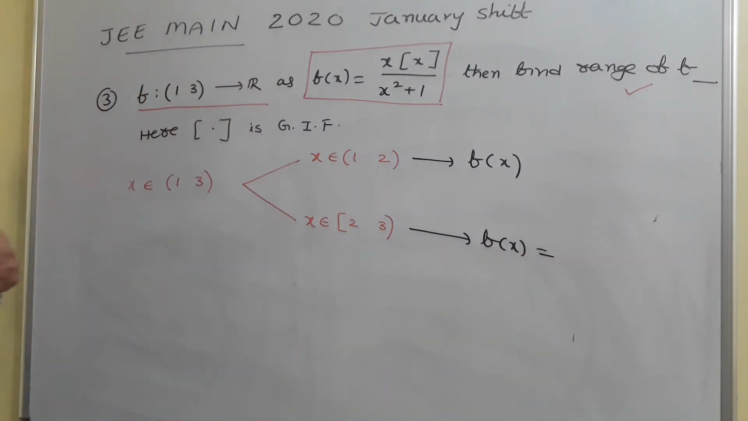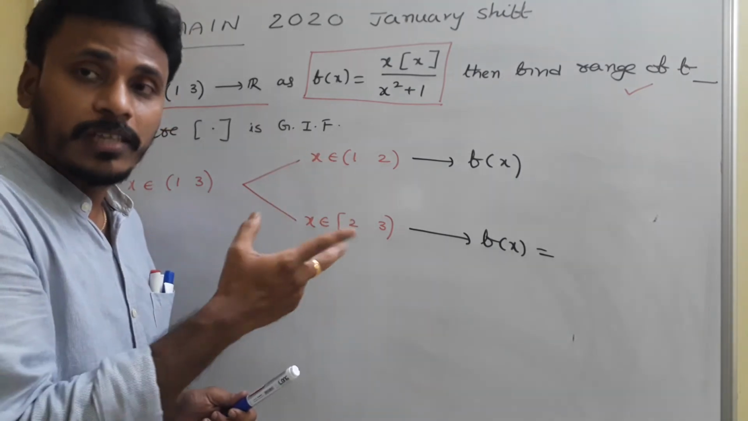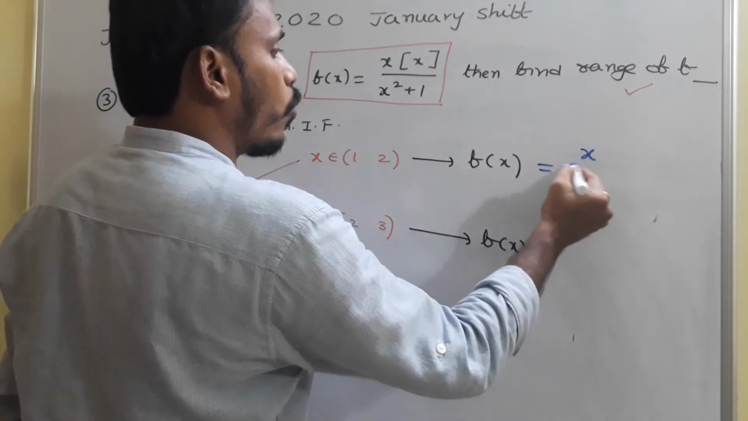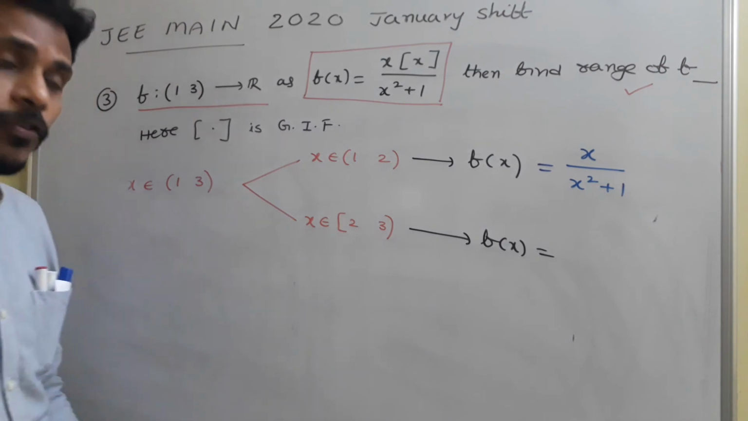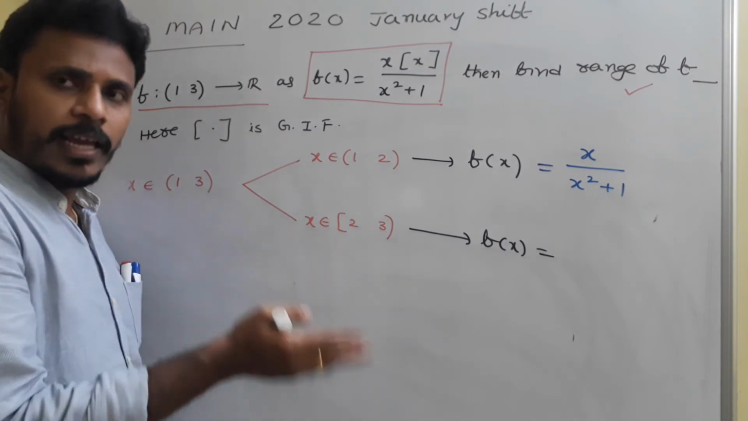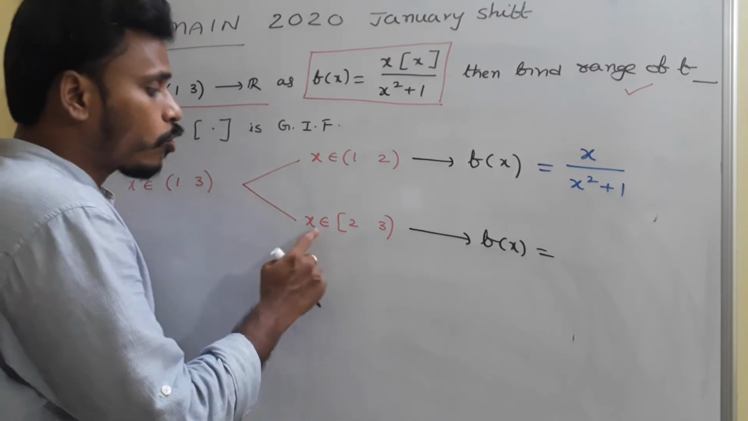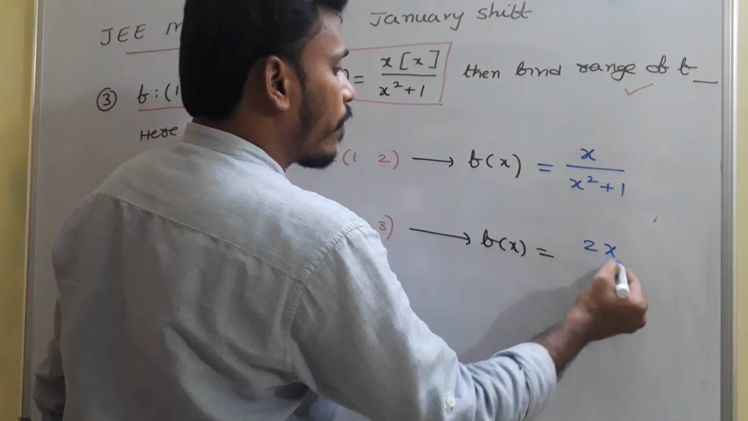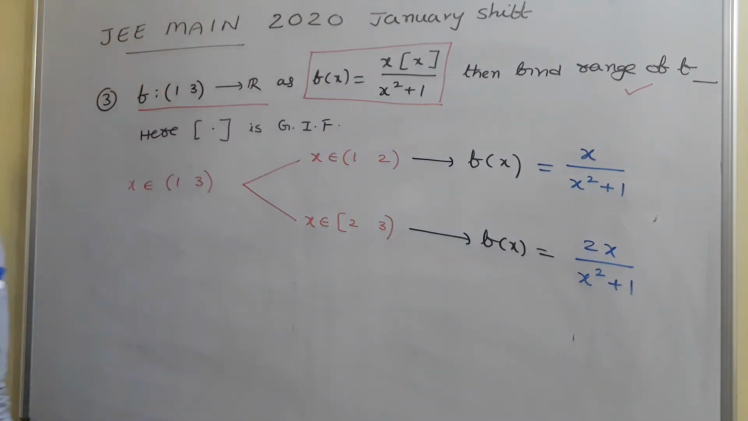When you look at that, if x is a number between 1 and 2, its step value is clearly 1, and that's why f of x is x into 1 by x square plus 1. Whereas if x is between 2 and 3, take any number between 2 and 3. What is its step value? Clearly it is 2. So if x is between 2 and 3, this step x will become 2, and that's why our f of x is 2x by x square plus 1.